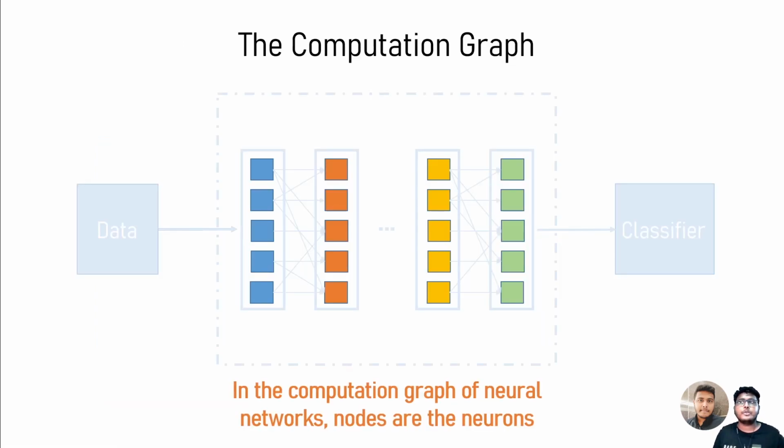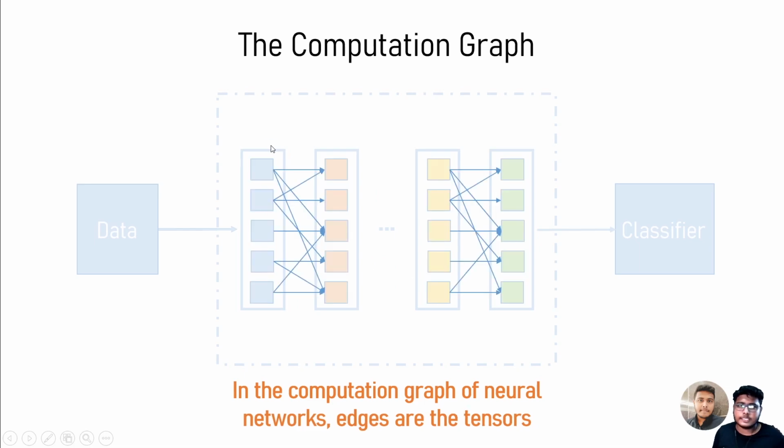If you look at the computation graph of a neural network, the nodes which you see over here are nothing but your neurons, and the edges, which pass data from one neuron to another neuron, are referred to as tensors. I haven't really covered tensors in PyTorch yet, so you can just think that tensors are some kind of multi-dimensional data structure which contains data.